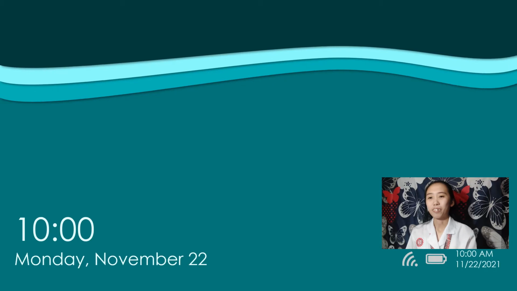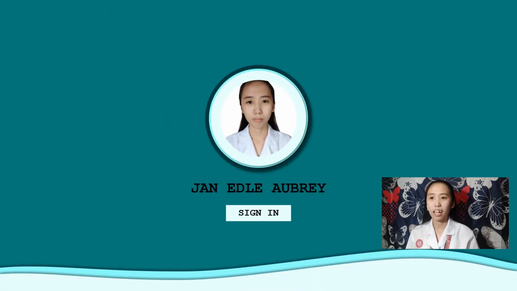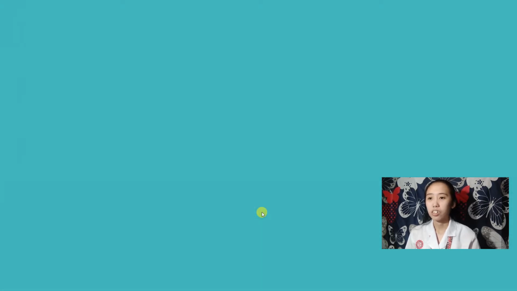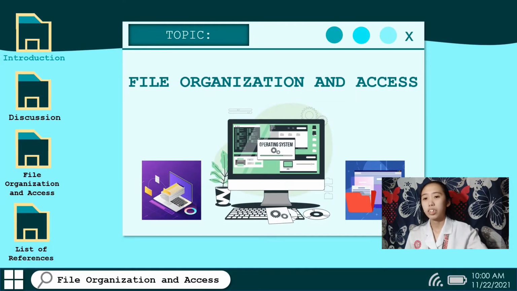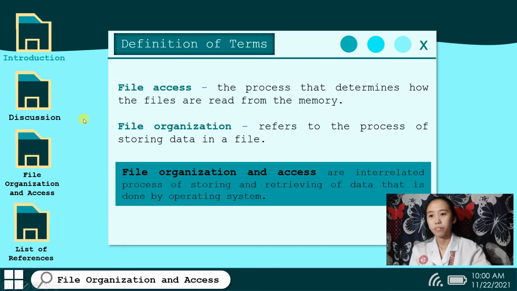I am Jan Idel Mitra from TO9 and my topic is file organization and access. In this topic, we will discuss how files are accessed and organized by the operating system. So we will start by defining key concepts.